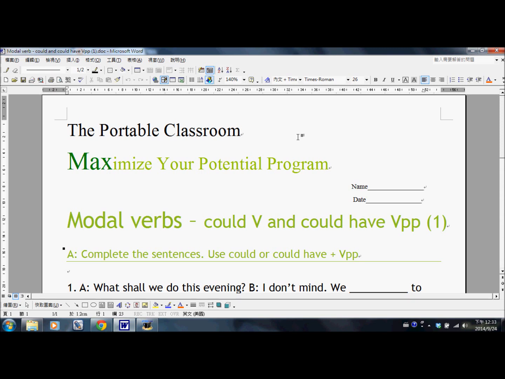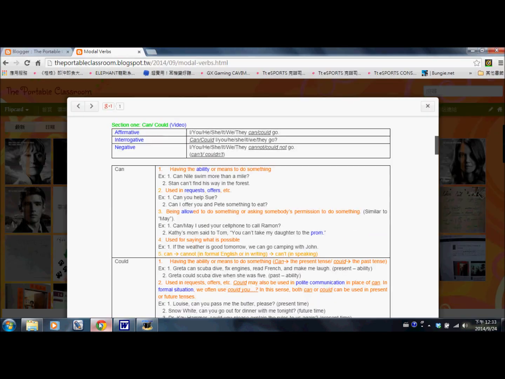This is the walkthrough for exercise modal verbs: could with the base verb and could have with verb past participle. Before we start the walkthrough, let's review how to use could and could have with verb past participle.